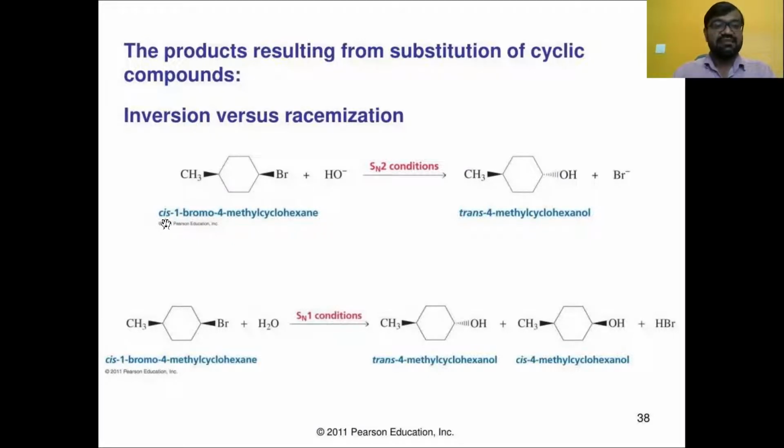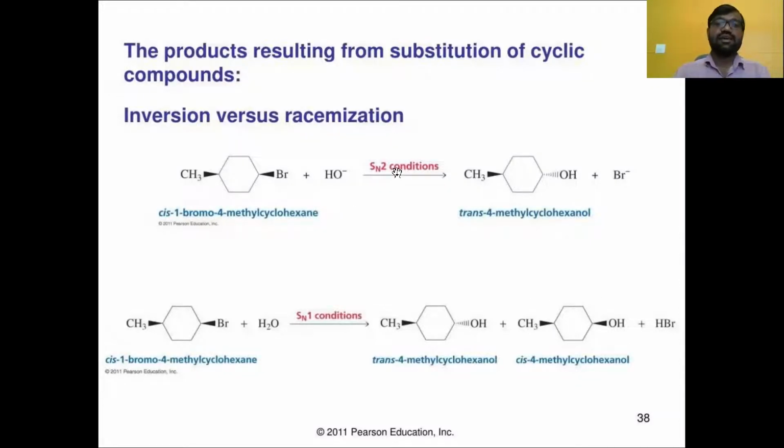So देखो, this is the same isomer, if you remember the cyclohexane का nomenclature we have learned in previous sessions. The cis isomer of 1-bromo-4-methyl cyclohexane, if it reacts with hydroxide under Sn2 conditions, is going to form this trans isomer. But the same isomer, if it reacts with water under Sn1 condition, substitution, nucleophilic, unimolecular, will form this trans isomer, basically trans 4-methyl cyclohexanol, and along with that the cis isomer will be formed.